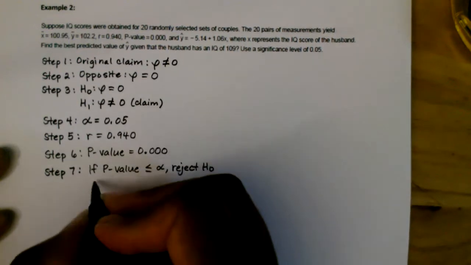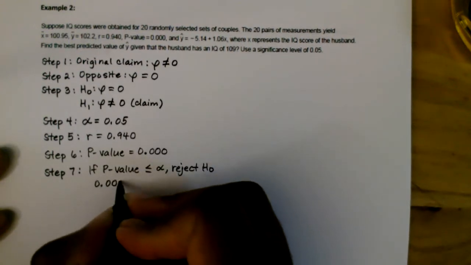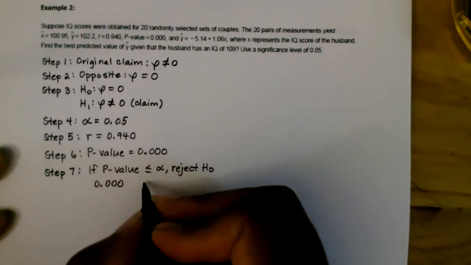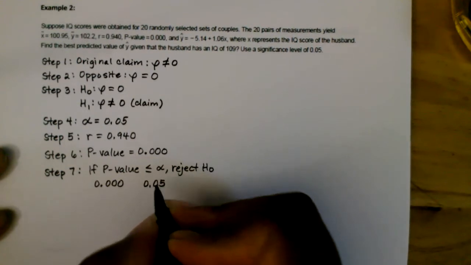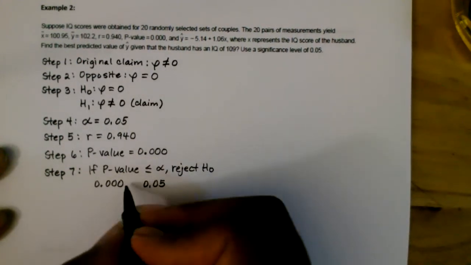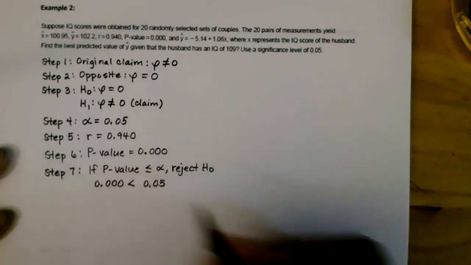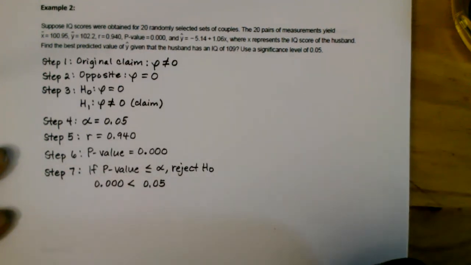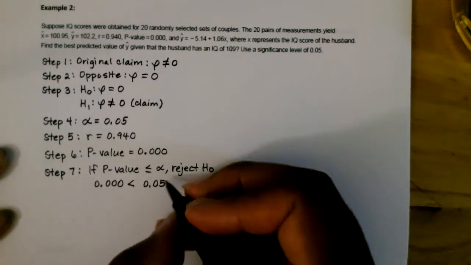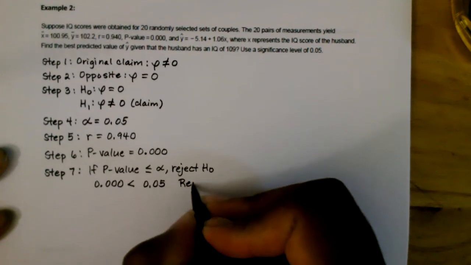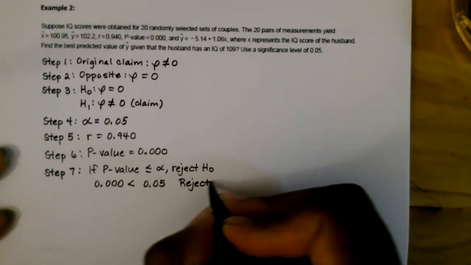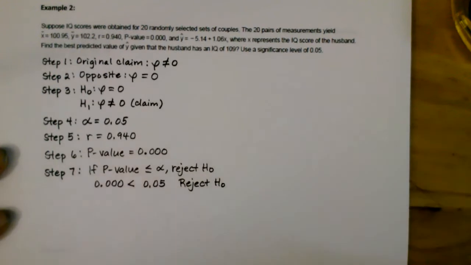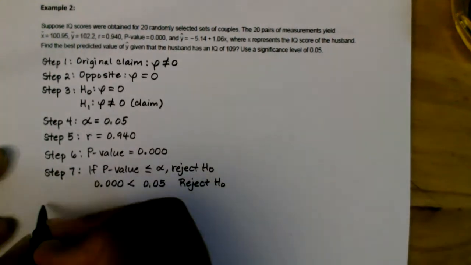So the p-value is 0.000, and your alpha level is 0.05. Compare those two, you'll see 0.000 is less than 0.05. That means we will reject the null hypothesis because it does satisfy our decision rule. So here we reject the null hypothesis.